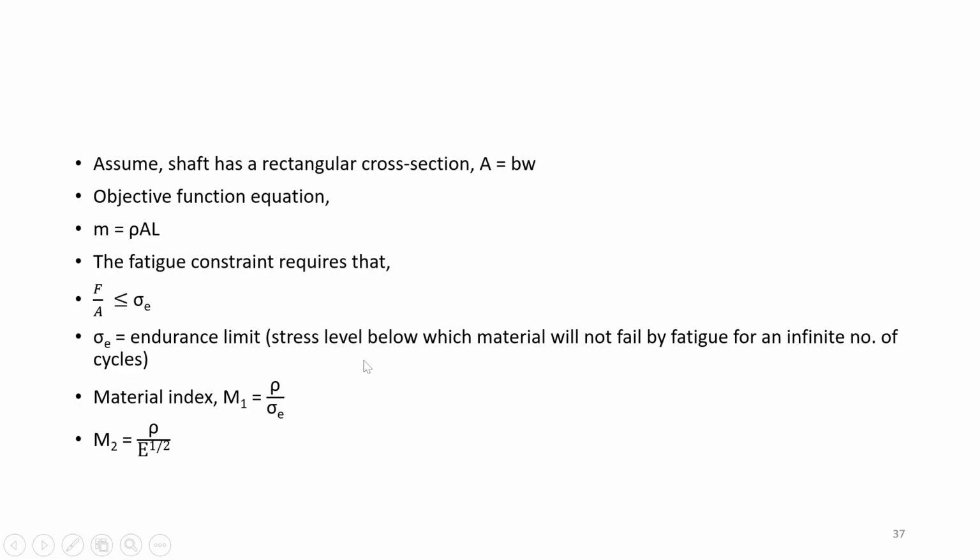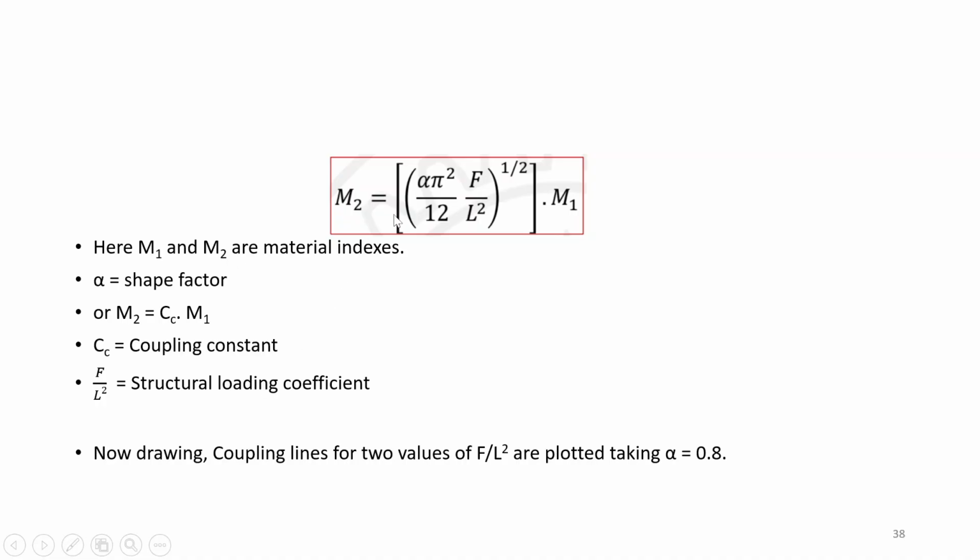Endurance limit is the stress level below which the material will not fail by fatigue for an infinite number of cycles. Material index M1 is rho upon sigma E, and the other material index will be in terms of stiffness, so rho upon E to the power half. So these two material indices M1 and M2 can be coupled. M2 equals alpha pi square upon 12 F upon L square to the power half times M1.